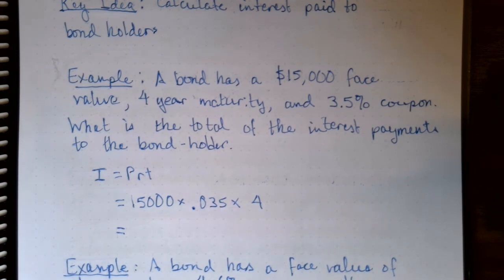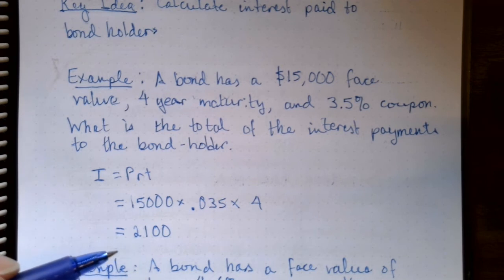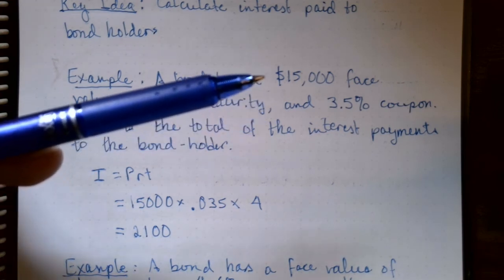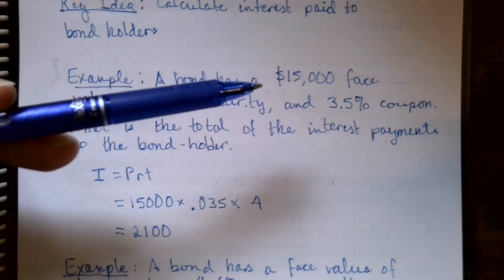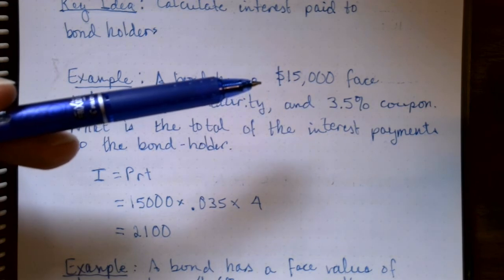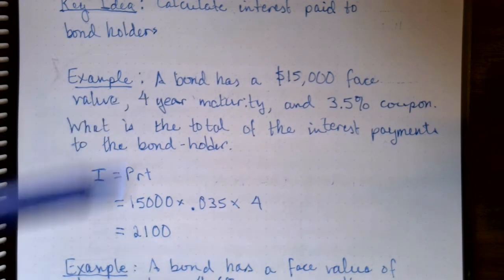So 15,000 times 0.035 times 4, 2,100. Okay, so that's the total of the interest payment that the bondholder would receive. So by buying this bond, you are agreeing to loan $15,000 to, if we use the example we talked about at the beginning of this video, $15,000 loan to build that event center. They're going to pay you back in 4 years, and you're going to get $2,100 worth of interest.